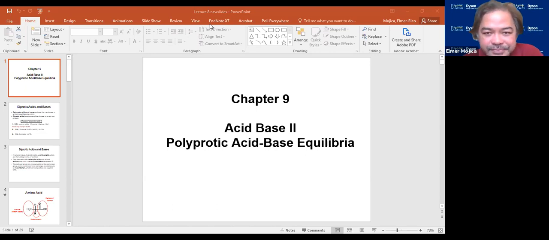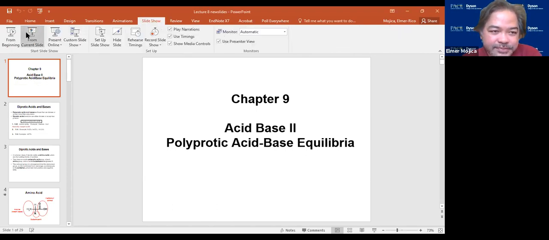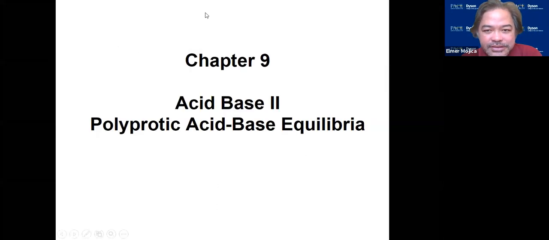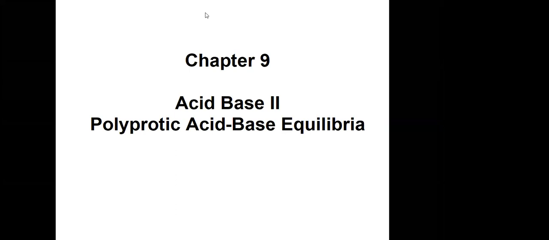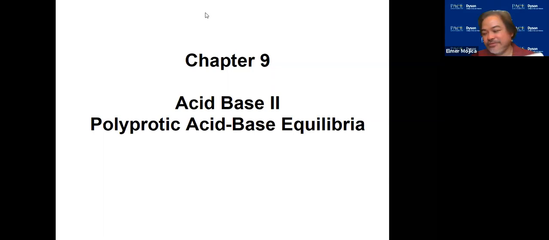Okay, so let's assume a polyprotic acid. How is this different from the monoprotic acid? Anyone? They have multiple protons to donate. Okay. So polyprotic acids have multiple protons to donate.